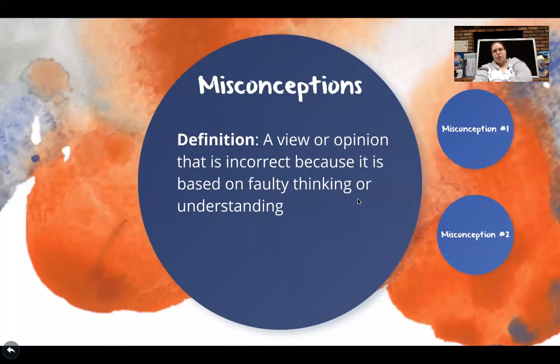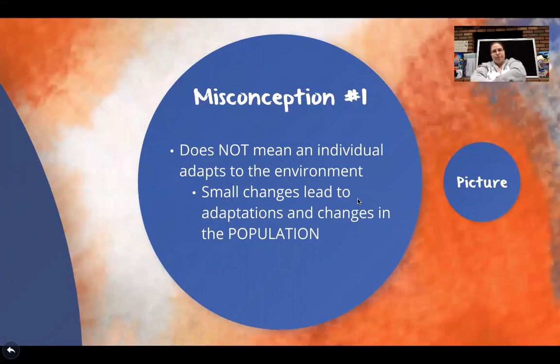All right. So misconceptions. First, let's talk about what a misconception is. The definition of the term misconception is a view or opinion that is incorrect because it is based on faulty thinking or understanding. So a misconception is when you think something is correct, but it's actually not, and the reason why it's incorrect is because you don't really understand the concept, so you have some of the facts mixed up, or just because your thought patterns are, well, it's right because I say it. It's not based on fact, in other words.